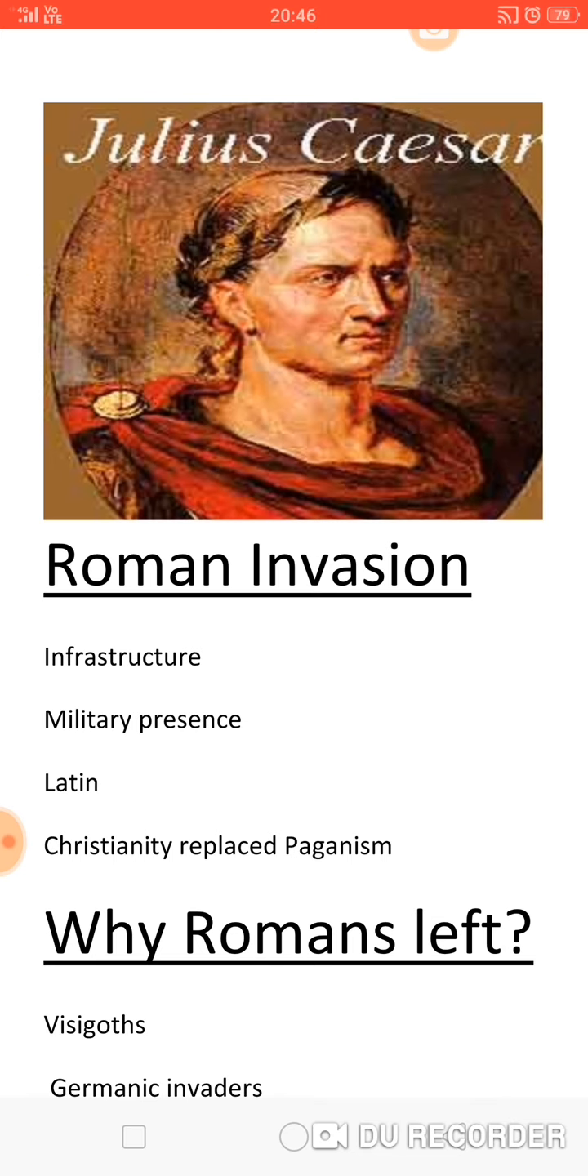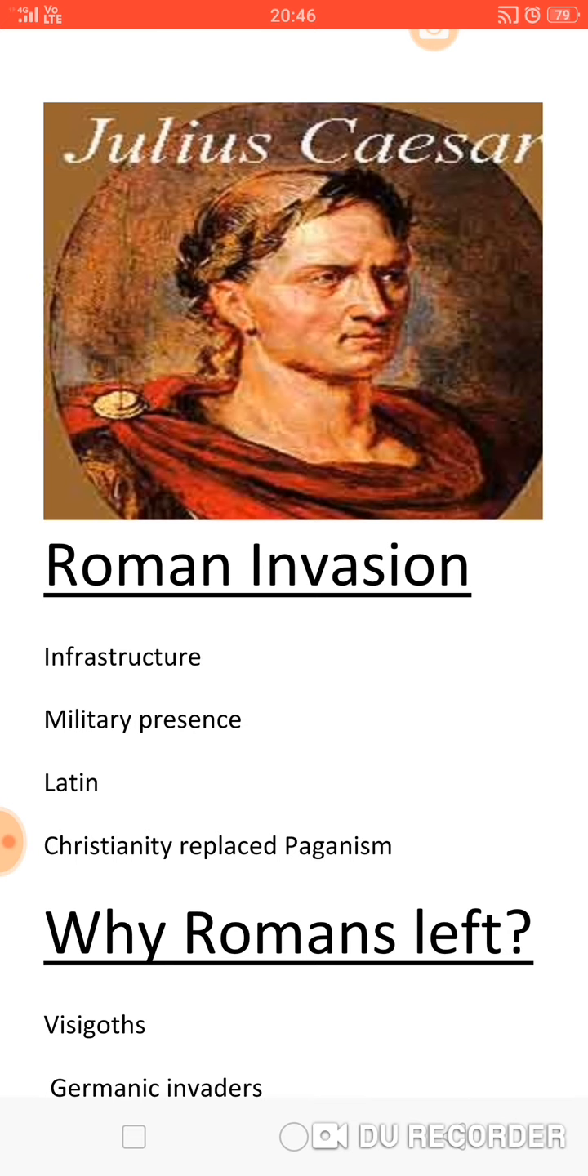Not only that, even in the language, we all know that English is a mongrel language, that is, it's a collection of many languages. And because of the Romans' presence in England, Latin had its own influence on the language, and many works and historical events were recorded in Latin. Not only that, religion had a major impact because before Romans came, the religion followed in England was pagan. But this paganism was replaced by Christianity, and many of them got converted into Christians.